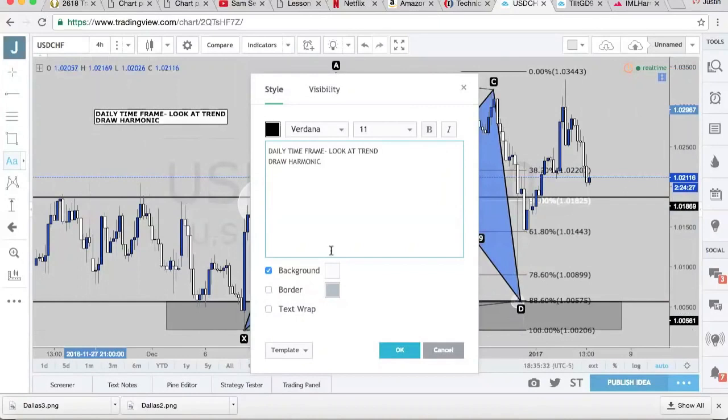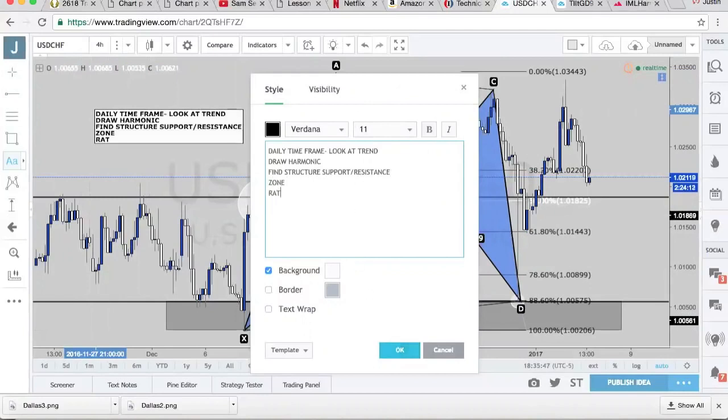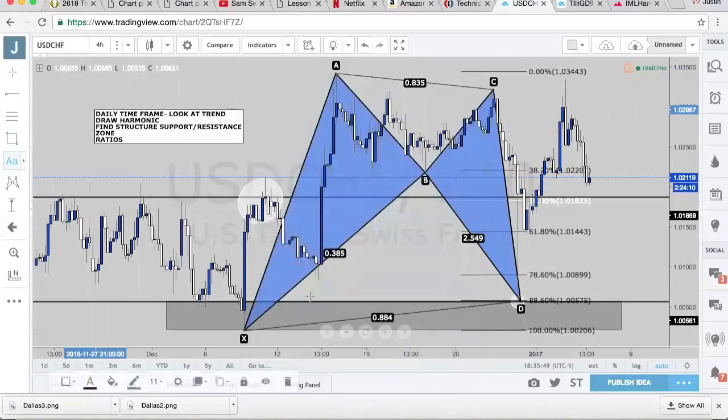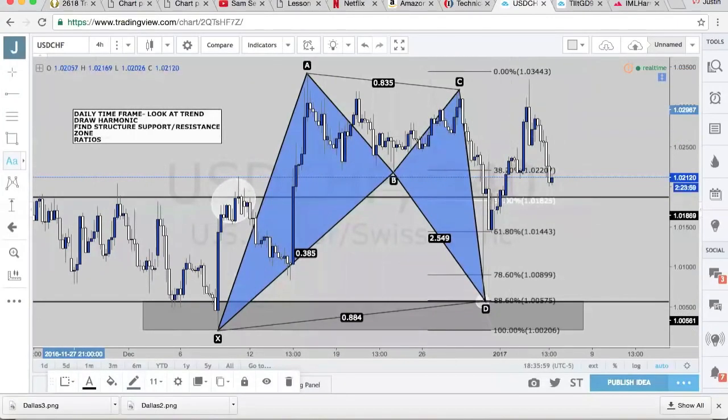Once we do that, we're going to find structure, support or resistance. And then after that, we're going to see if there's a zone for more confluence and if the ratios are correct. So in this case, the ratio was there, 88.6 from the X to A. Everything else was there. You had the zone here in the top of the zone. You had the structured support and confluence with the buy for 280 pips.